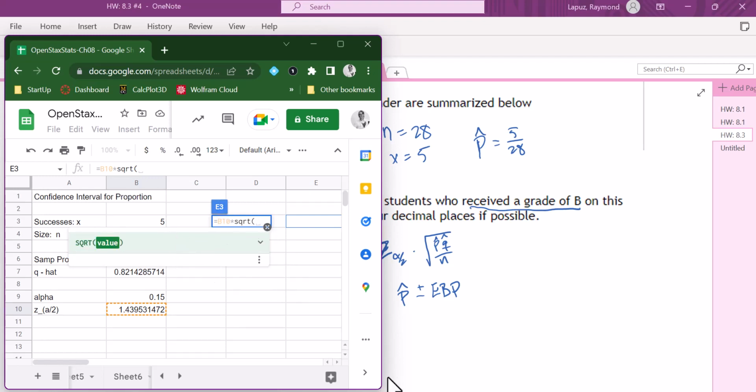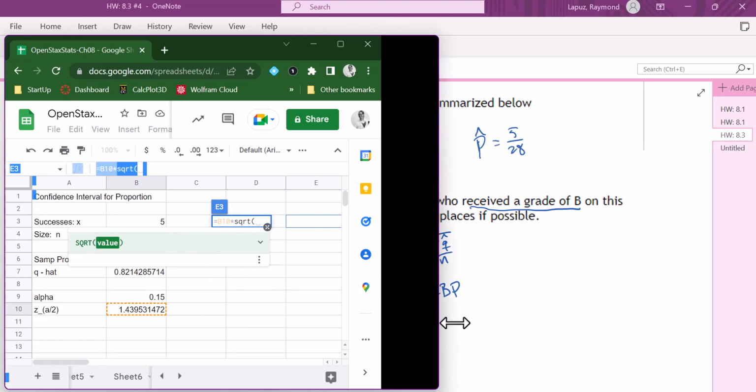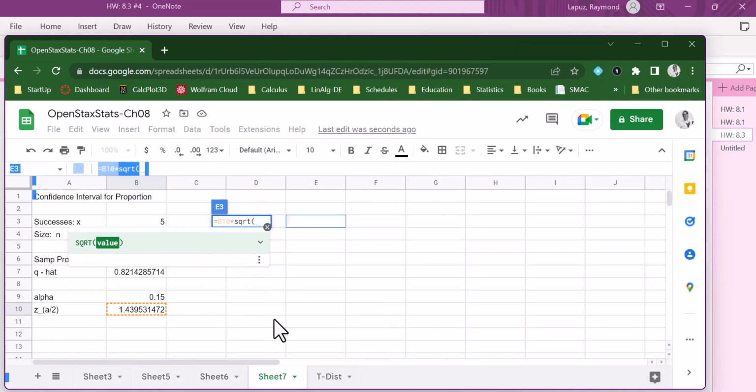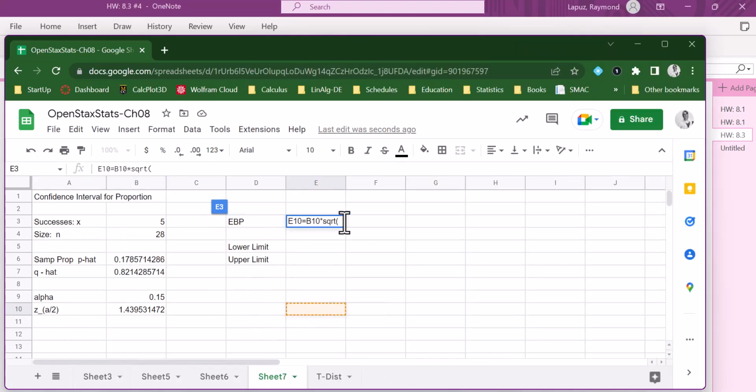Oops, harder to see here because of the hints that are obscuring this. So let's see. Here we go. SQRT, the P. Oops, let's get back here. Things happened, so let's restart this.